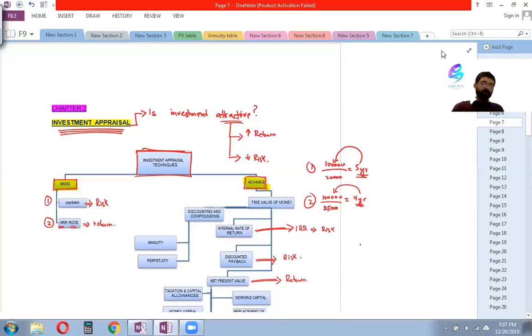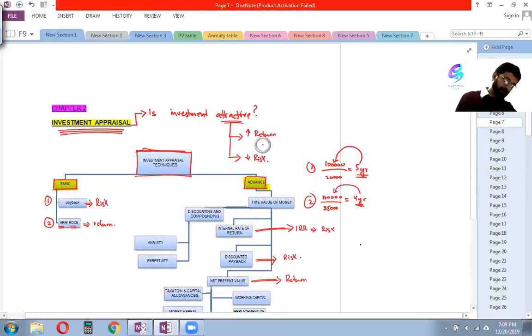Okay, so let's do a quick recap first of all, before we start the new area. We started with chapter number 2, investment appraisal. And you know that investment appraisal wants to see the attractiveness of an investment proposal. And the attractiveness will be on the basis of return and the risk. So we started with the payback period. And in payback period, we saw how quickly you can actually get your invested money back. And after that, we will start with accounting rate of return, right?